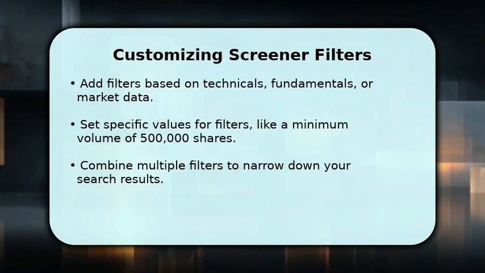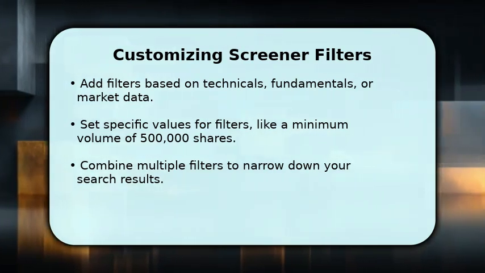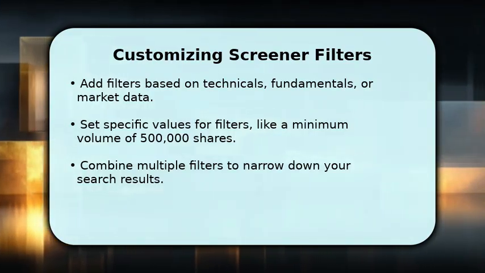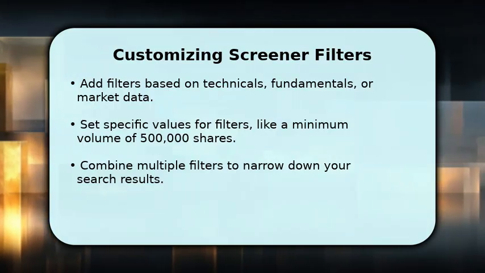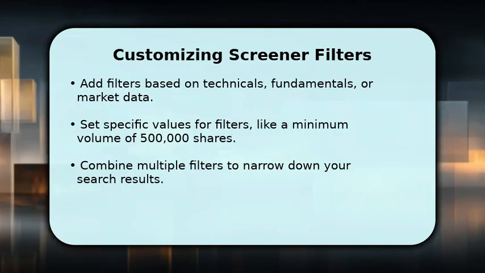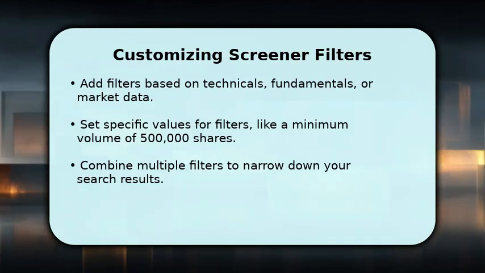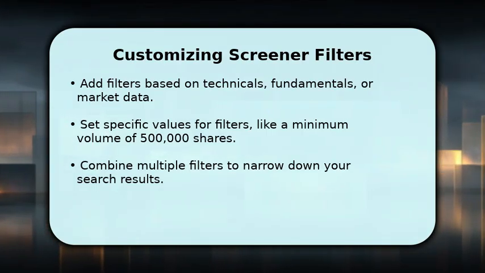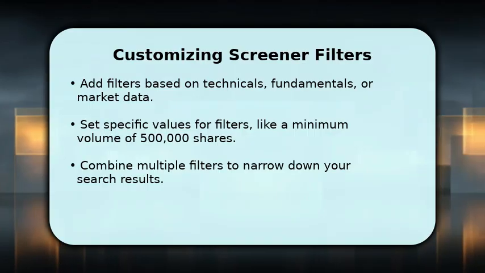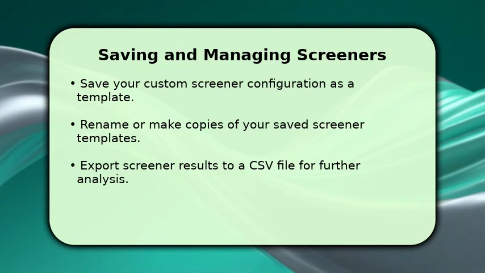Now let's customize your screener. Click the blue Filters tab to add criteria like price, volume, or technical indicators such as RSI. You can set specific values, for example, filtering for stocks with a price above $1 or a daily volume exceeding 500,000 shares. Combining multiple filters helps you pinpoint assets that perfectly match your trading strategy, whether for momentum or reversal setups.